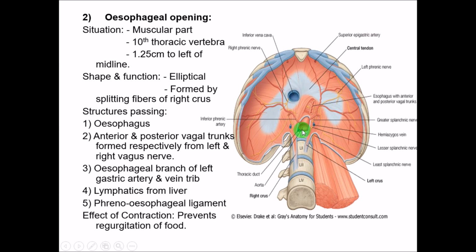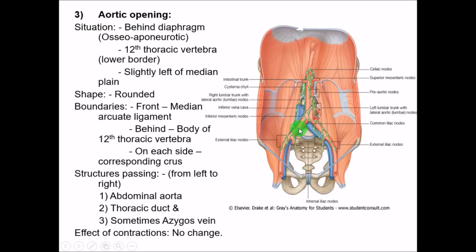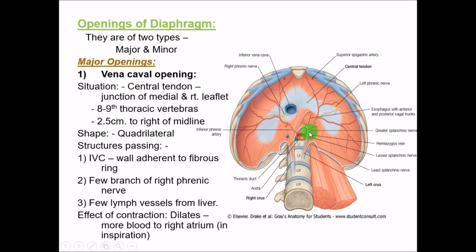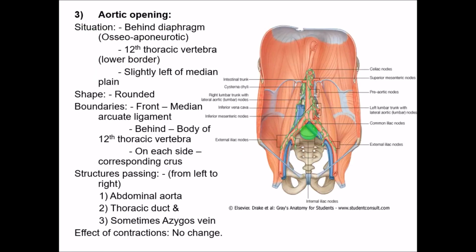This is the first lumbar vertebra, before that will be the 12th thoracic, and this is the median arcuate ligament in the front. Behind will be the 12th thoracic vertebra, and on each side will be the corresponding crus. On the right side we have the right crus, on the left side we have the left crus. Okay, so this is about the boundaries of this opening.